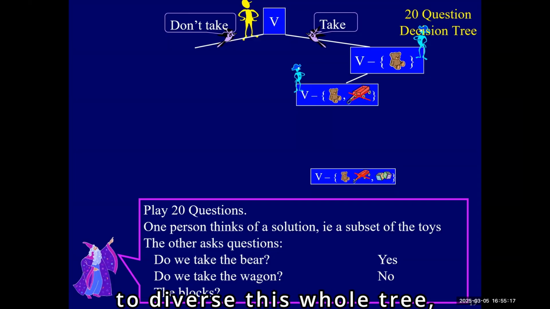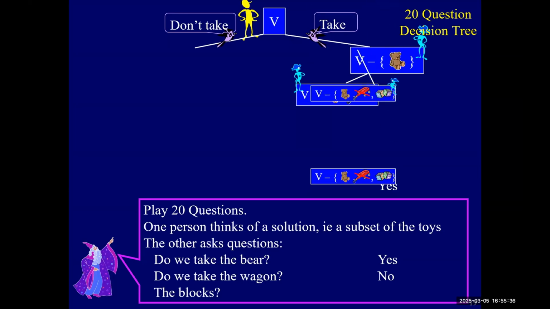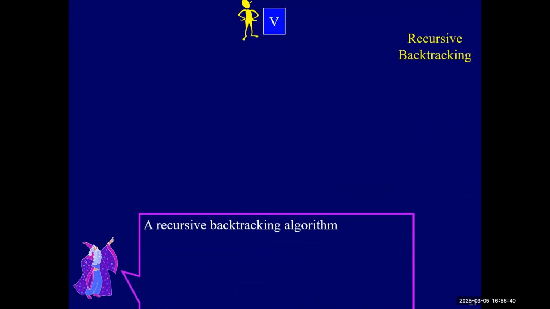And so if you were to traverse this whole tree, you're basically doing brute force. You're looking at all possible solutions. And that's why I didn't teach this before, because I consider it to be a bad algorithm. All right, so there's the whole tree.